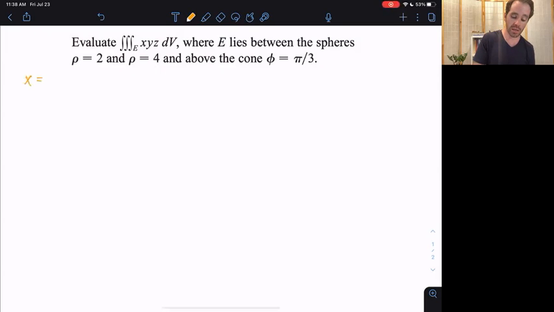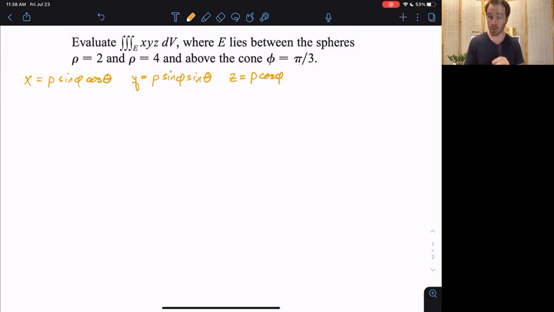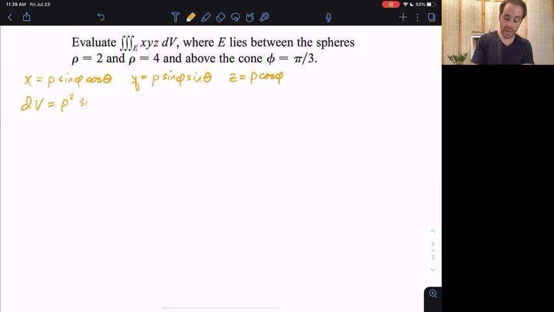So x is going to be equal to rho sine phi cosine theta. Y is going to be equal to rho times sine phi sine theta, and z is going to be equal to rho cosine phi. Also, we're going to have the dV be equal to rho squared sine phi, and then that will be d rho d phi d theta, or whatever order we need to state those in.